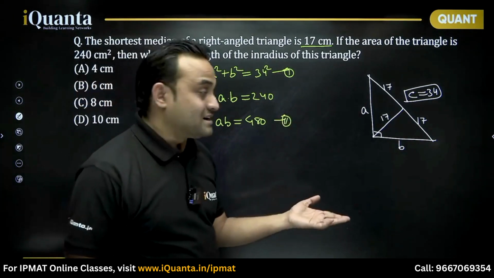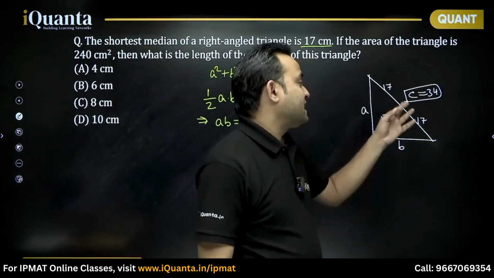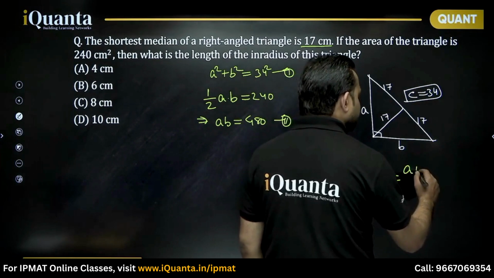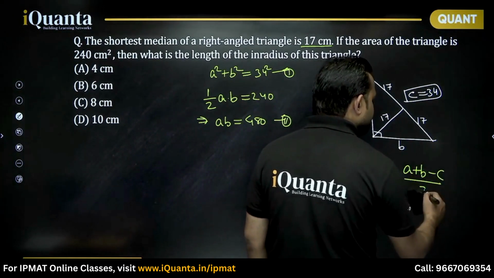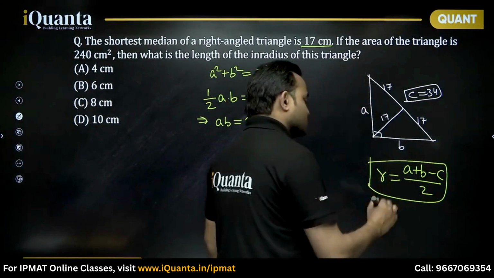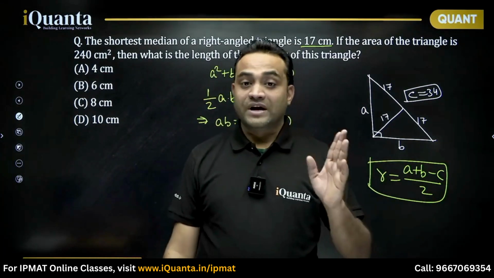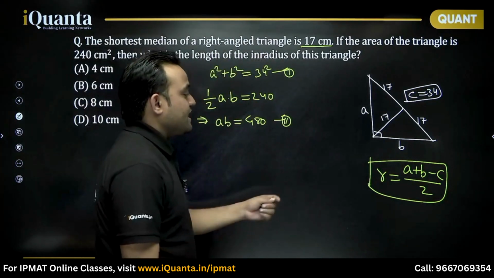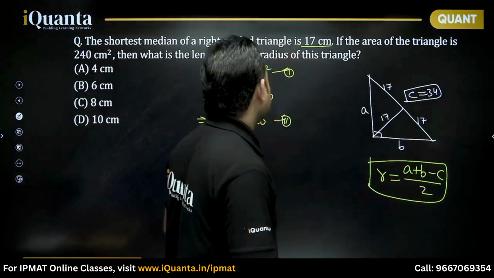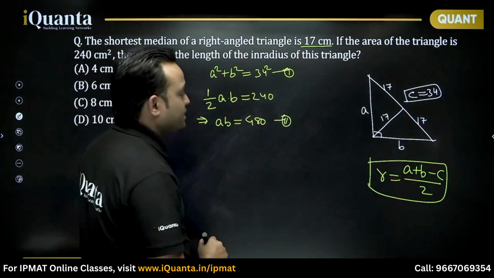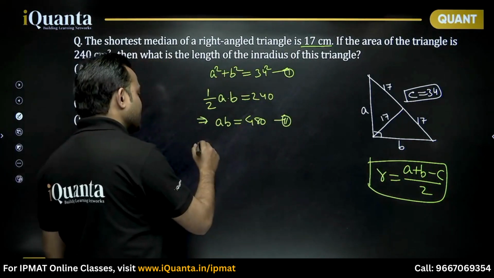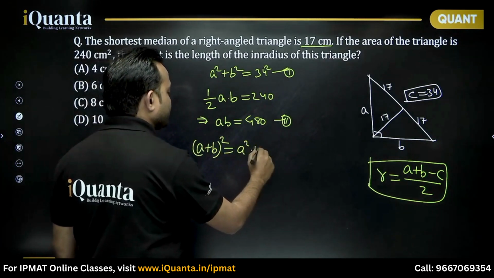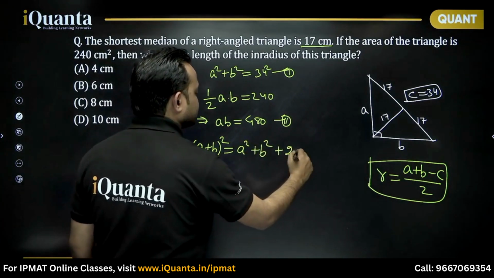Now in any right angle triangle, if A and B are perpendicular sides and C is the hypotenuse, how do we find the Inradius? There is a direct formula, A plus B minus C by 2. There was a question based on a similar formula in CAT 2024 slot 1 again. Now, so we need to find A plus B because we already have C. So how do we find it? We have A square plus B square. We have AB. Can we say, if we try to find A plus B whole square, this is nothing but A square plus B square plus 2AB.